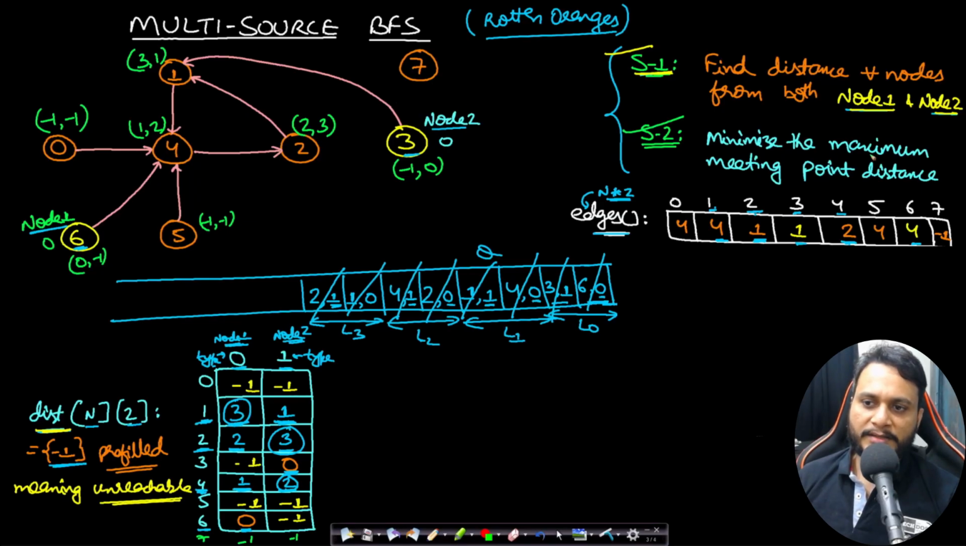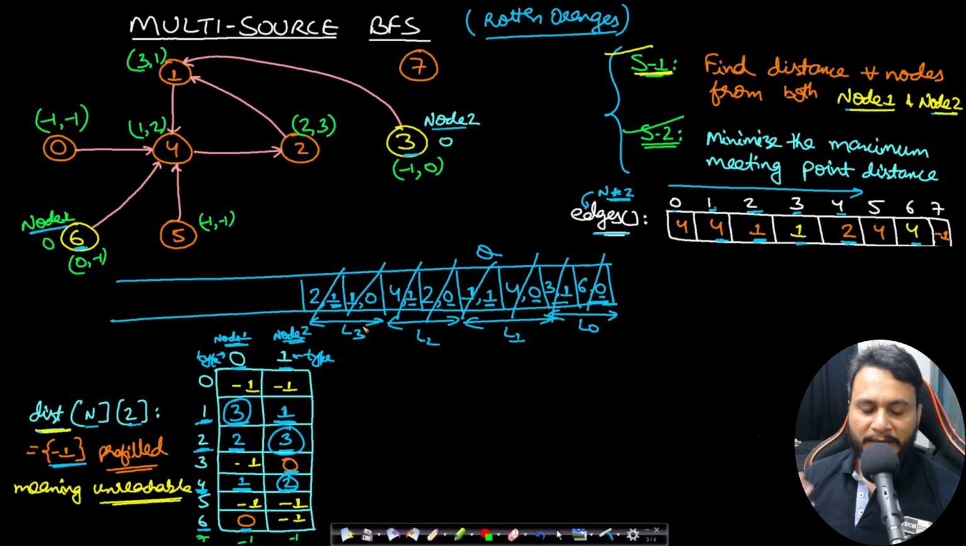We need to minimize the maximum meeting point distance. How to do this? Now we have to just iterate through all the indices one by one. These are all the node values, isn't it? From 0 to 7. And we will be trying to minimize the distance, and wherever I get the minimum distance, I will be saving that node value.